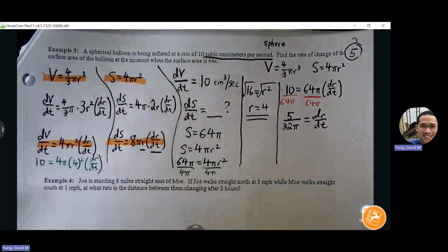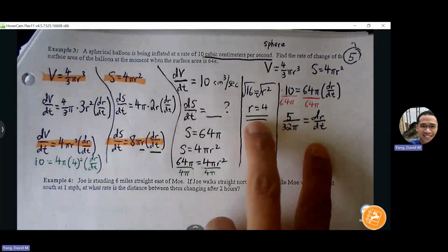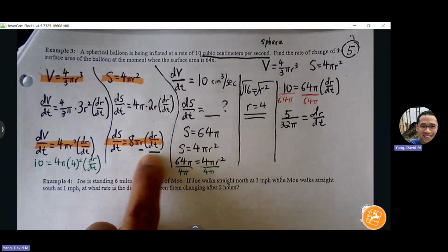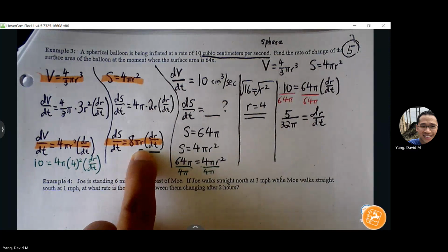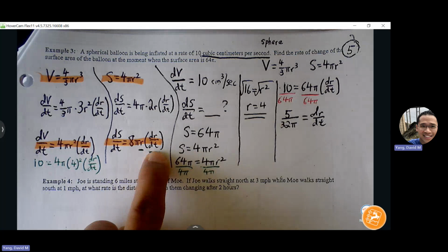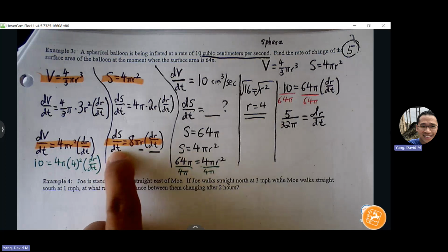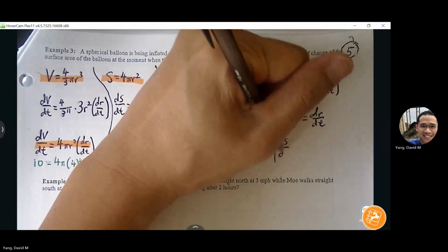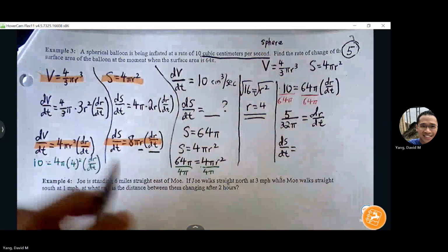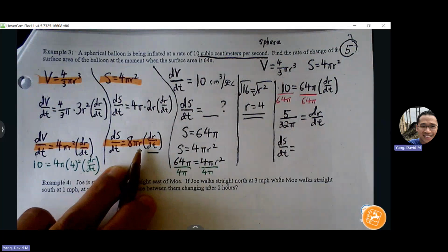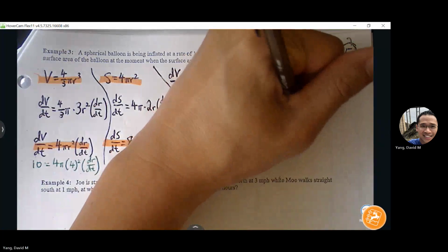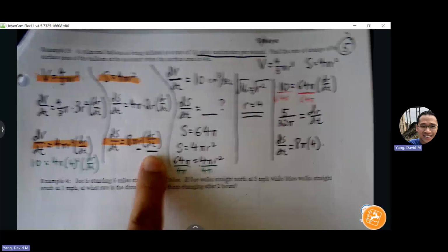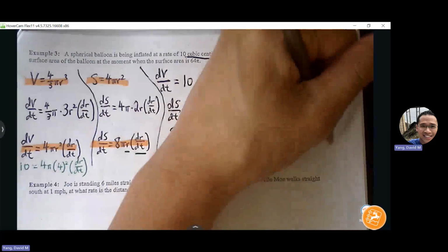Okay, do I have enough information now to solve for DSDT? Yes, yep. I have my R, which is 4. I have my DRDT, which is 5 over 32 pi. And now I can solve for DSDT. So DSDT equals 8 pi times 4 times DRDT, which we found to be 5 over 32 pi.